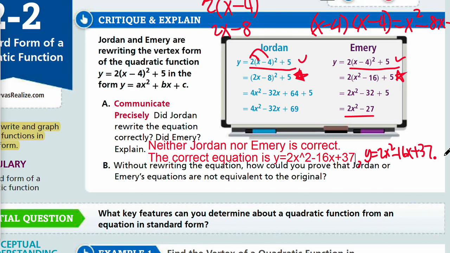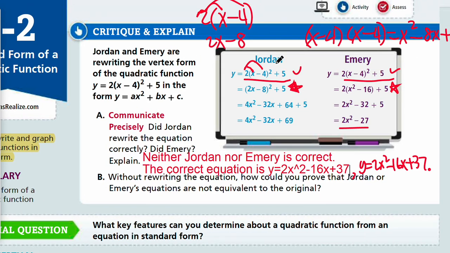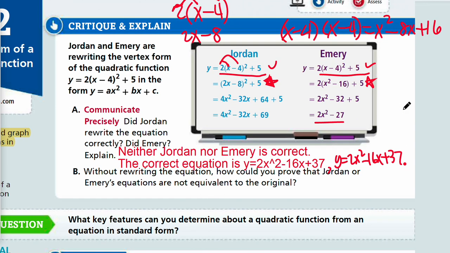Okay, so part B, without rewriting the equation, how could you prove that Jordan or Emery's equations are not equivalent to the original? We just talked about it. The second step, Jordan cannot ignore the order of operations, so he needs to solve the square first. Emery did solve the square first, but x minus 4 squared is not equal to x squared minus 16. x minus 4 squared would be x squared minus 8x plus 16.